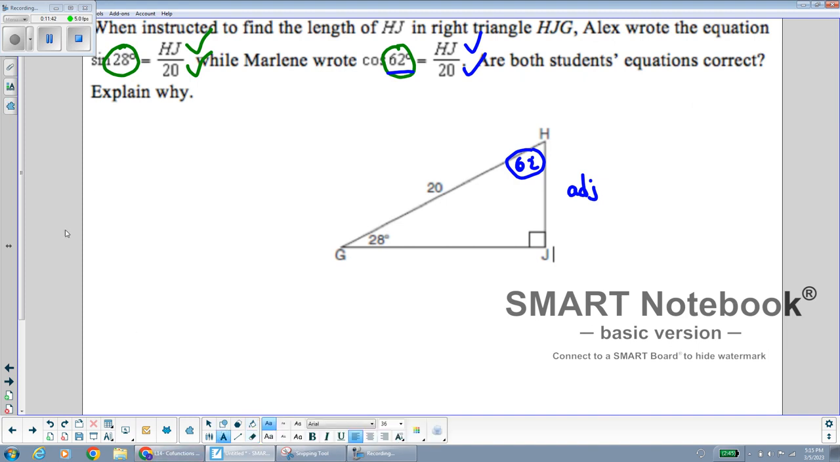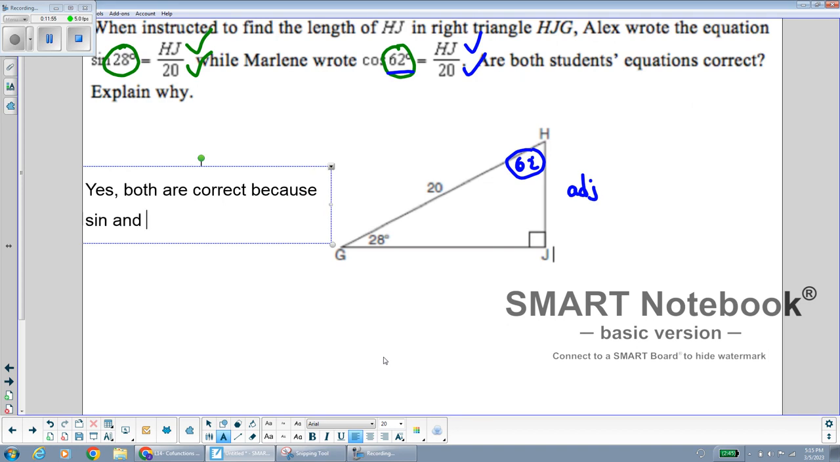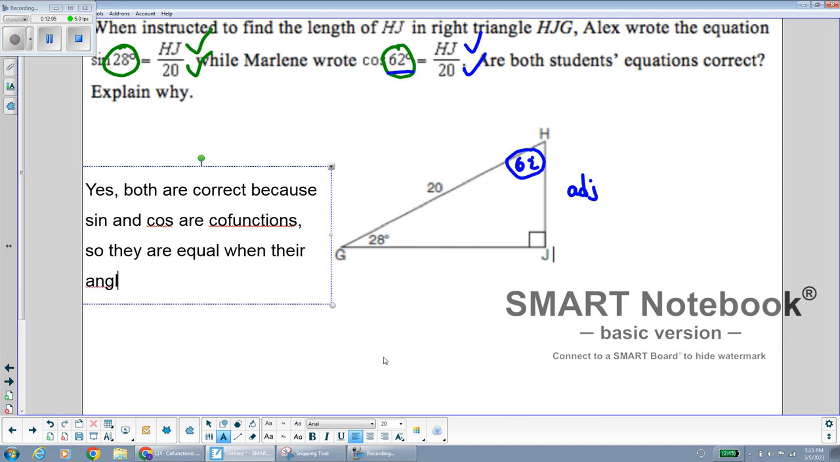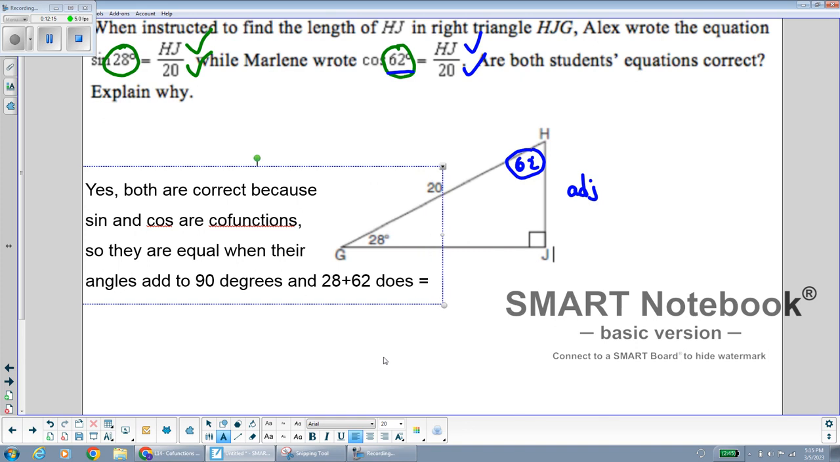I'm going to type my explanation over here. Yes, both are correct because sine and cosine are cofunctions. So they are equal when their angles add to 90 degrees, and 28 plus 62 does equal 90 degrees.